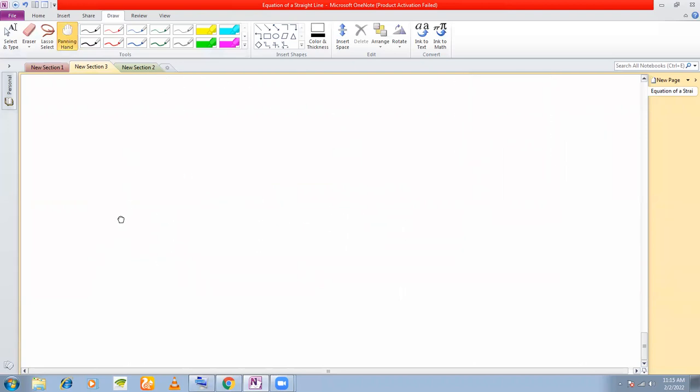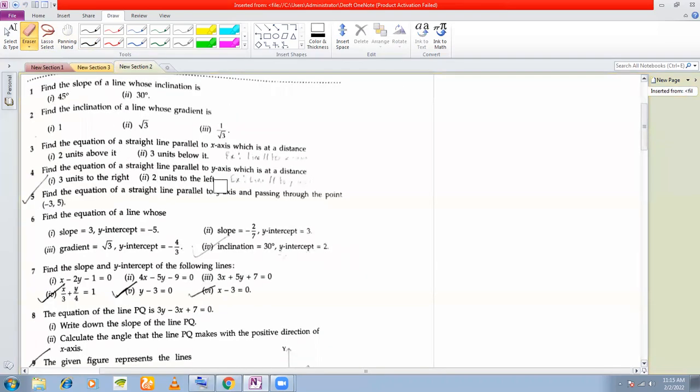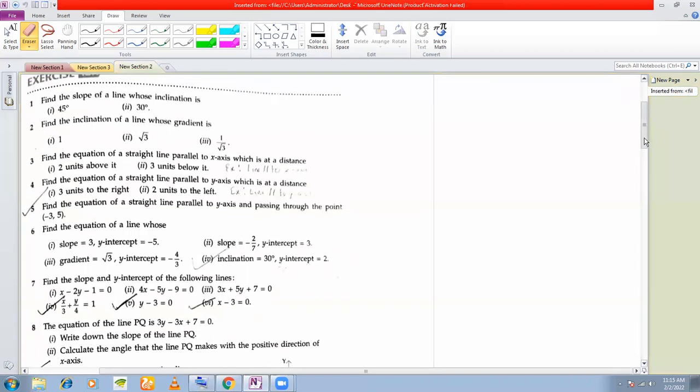So these two are the first standard forms that I have discussed. The next standard form is called the slope intercept form. Before going to the next standard form, let us discuss some problems and then we can move to the next forms.